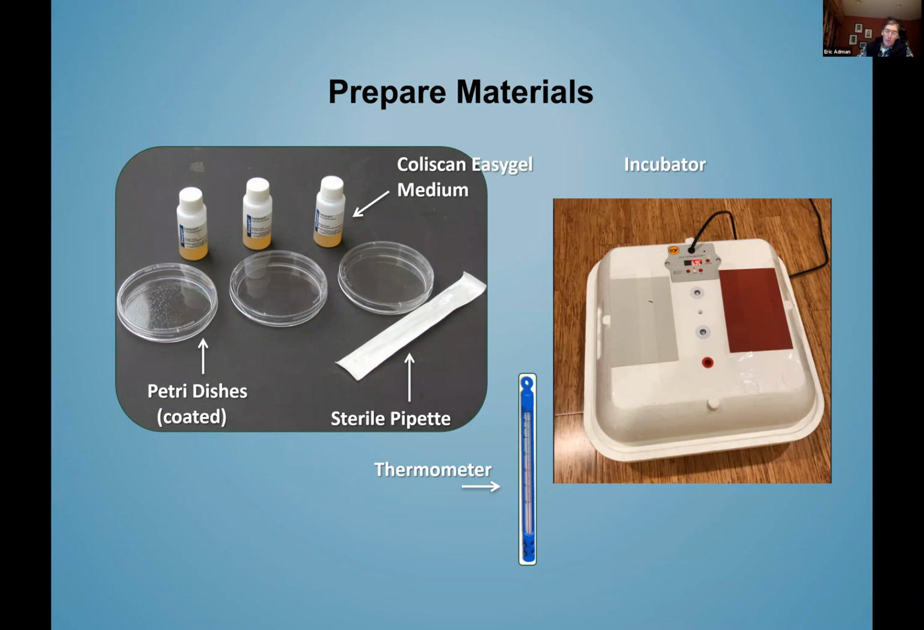So first thing we do before we monitor is get all our materials together. The media we normally keep frozen, so you have to thaw out however many we want. And normally for each site that we monitor, we do what we call 3 replicates. So for each site, we're going to collect 3 samples. We need 3 bottles of media, 3 Petri dishes, but you can use 1 pipette for all of your samples.